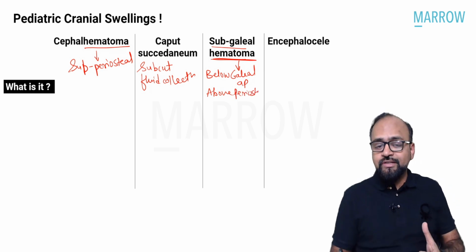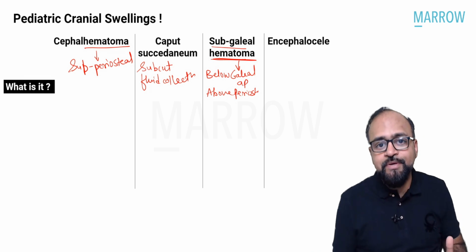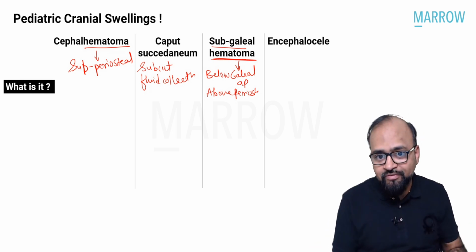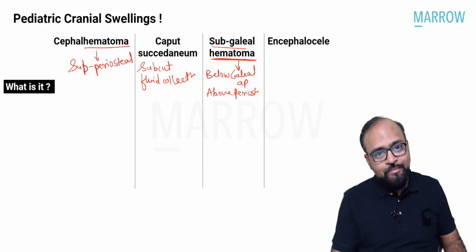So look at the difference, right? There is a huge potential space below the galeal aponeurosis, overlying the periosteal surface. So that is where this subgaleal hematoma is.